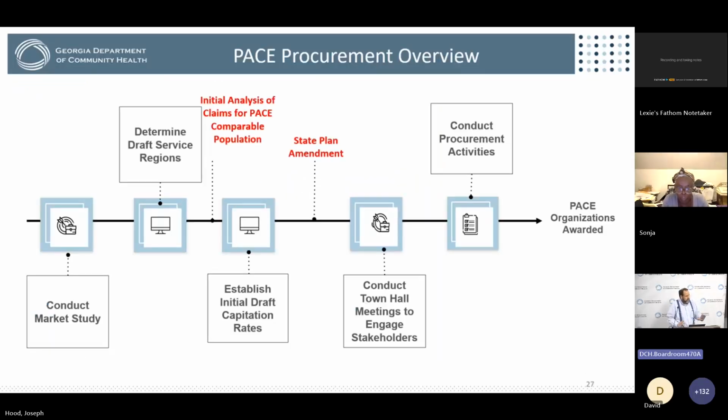So this is our anticipated timeline for procurement, and most people want to go, well, where are we on the timeline? So I'm going to skip forward to that point because we talked about how we conducted a market survey study and determined our draft regions. Joe just talked about establishing initial draft capitation rates as well. So the next thing we're in the process of doing right now is a state plan amendment to the Medicaid state plan to allow us to be able to deliver PACE services.